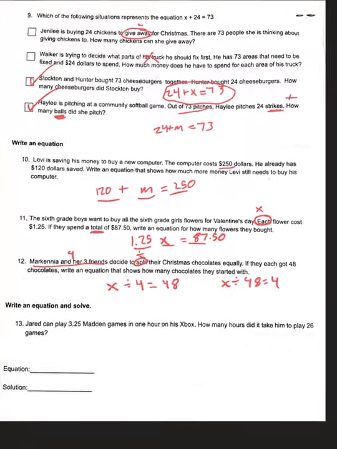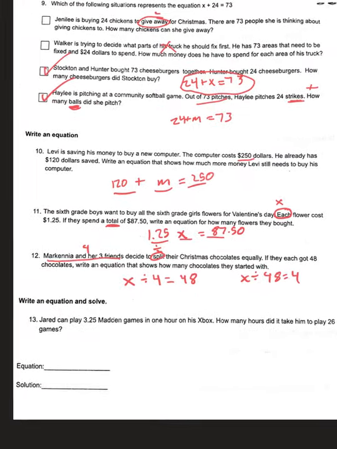Okay, that adjusted. Number 13, Jared can play 3.25 Madden games in 1 hour on his Xbox. So I want you to visualize this. Every hour he plays 3.25 games, which means that in 2 hours he plays more, and 3 hours, and so forth. How many hours did it take him to play 26 games? So my equation, I know my total is 26. And because we're talking 3.25 for each hour, even though it doesn't say that, I know that's what it means. I know that's going to be multiplication.